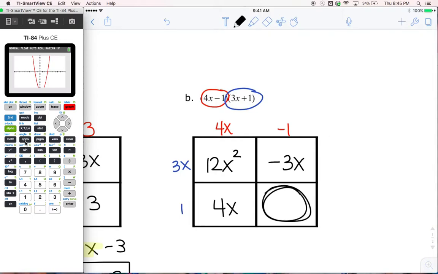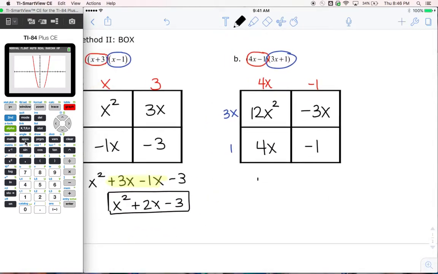And finally, in this box, a lot of kids try and tell me that it's 0 because for some reason they accidentally add. But remember, you're multiplying negative 1 times 1, and negative 1 times 1 is negative 1. So now we can write these terms out. If you can skip the step of writing them out, you can just combine like terms from the box. That's fine too. Positive 4x minus 1. We're going to combine our like terms. So I've got 12x squared plus, negative 3 plus 4 is 1, so just plus x, minus 1.